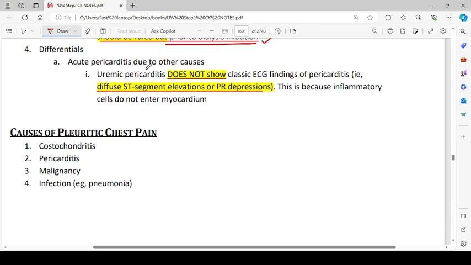Differentials. Acute pericarditis due to other causes is a differential for uremic pericarditis, because uremic pericarditis does not show the classical ECG findings of pericarditis, that is diffuse ST segment elevation or PR depression. These things are not seen with uremic pericarditis. This is because the inflammatory cells do not enter the myocardium.